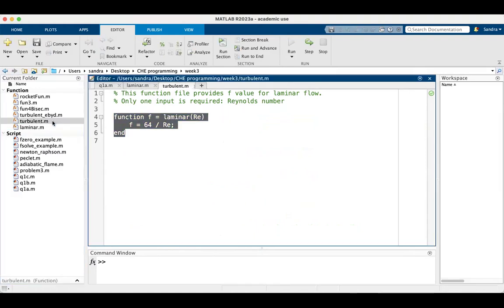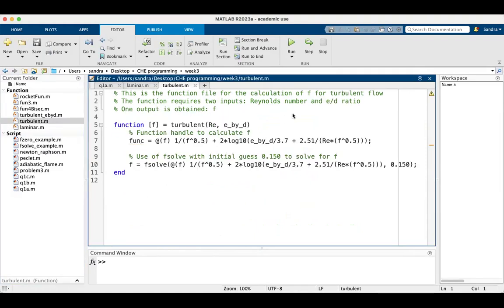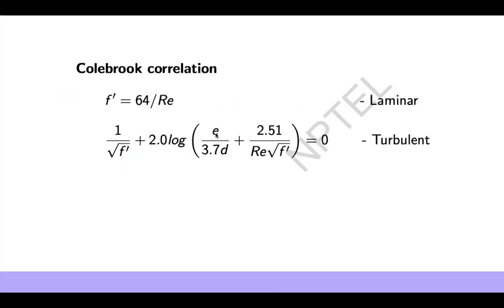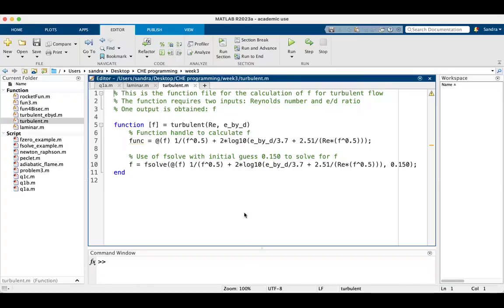Now coming into the turbulent region, this is where you have to use fsolve or fzero or whatever solvers we have. Here what happens is, you saw the Colebrook equation, right? In the Colebrook equation, what are the inputs that you should give to get the friction factor? You need to give the e by D ratio, that is the roughness factor, and the Reynolds number. Then the only unknown is f. So the two inputs are the e by D ratio and the Reynolds number.